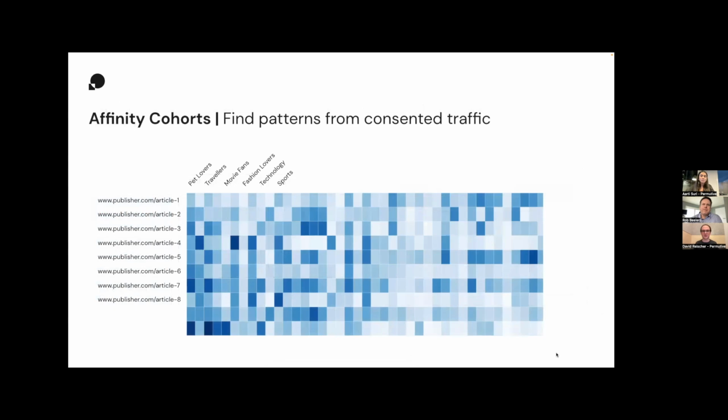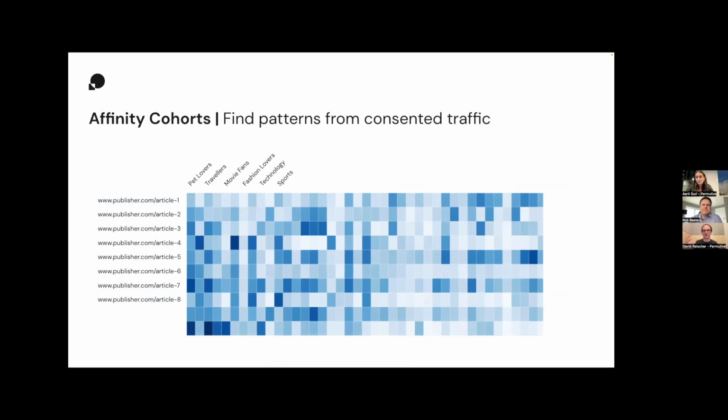Okay, so if we try to visualize this a bit further, those affinity scores, you can really envision this as a massive matrix of audience cohorts and URLs. So for each combination of a publisher's audience cohort and each URL, we are calculating those affinity scores. And as you can imagine, they're typically not 6 or 7 cohorts, there are hundreds of thousands of audience cohorts, and there are tens of thousands or hundreds of thousands of URLs. So there's a lot of processing happening here.